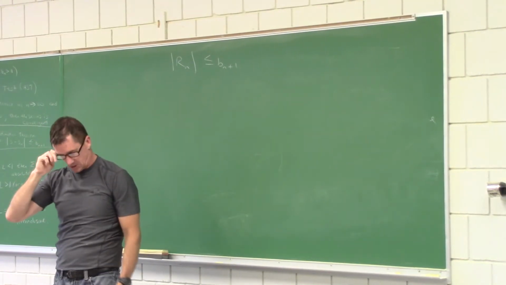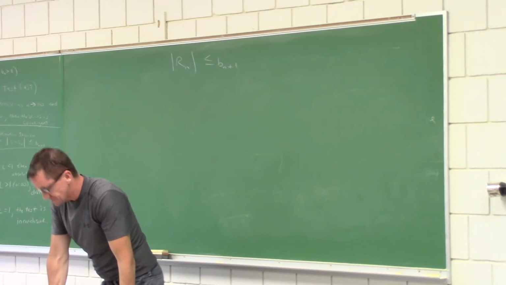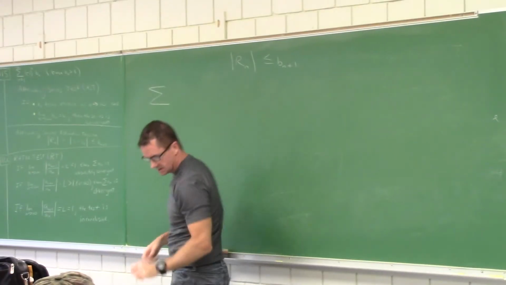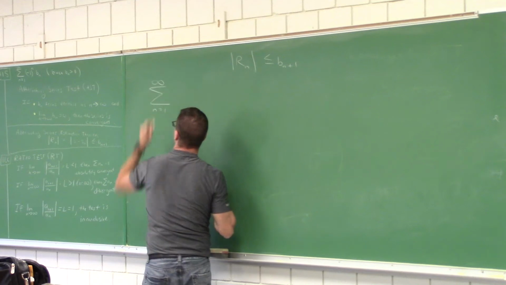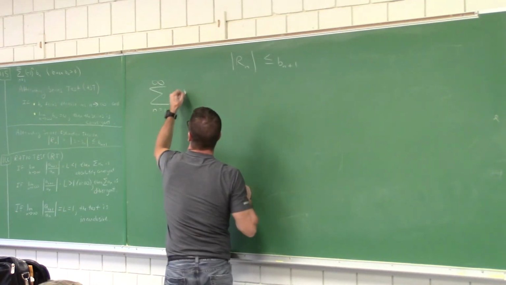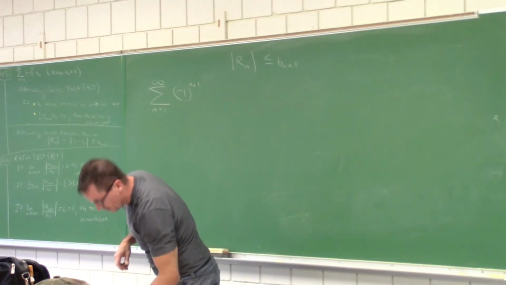I'm going to take number 23 from the textbook. And this is what it says, about this series. We'll do a couple of these. The sum from n equals 1 to infinity of negative 1 to the n plus 1, all over n to the 6th.